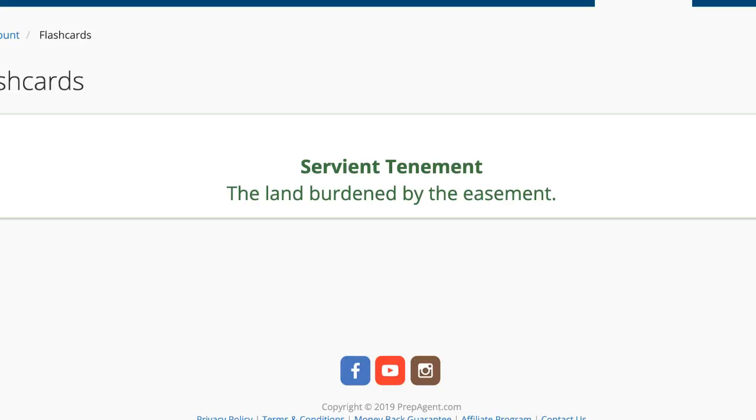Is an easement a lien? No. Is a lien an encumbrance? Yes, a lien is an encumbrance.